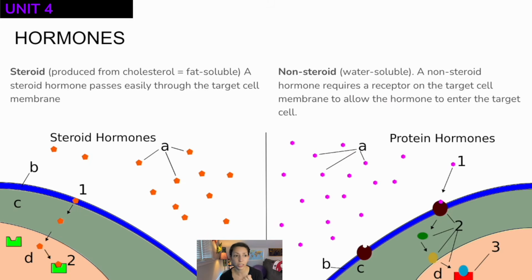I want to mention hormones again very quickly. These are signals. We can have steroid hormones, which are usually cholesterols, and they can pass through the cell membrane. And then we have non-steroid hormones, which are more water soluble, and these usually are going to act with receptors on the membrane that cause a signaling pathway to start, or interact with the receptor that allows it into the cell.